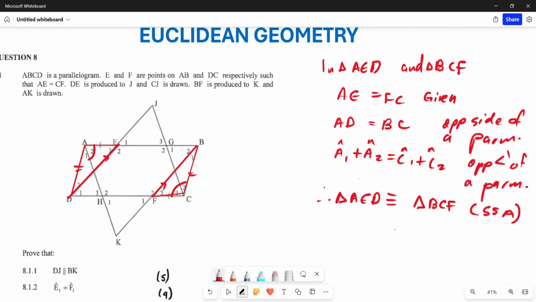So what does this mean? Which means basically here, I can start by concluding that my angle E3, now can you see that this angle here is also going to be equal to my angle F3? My angle E3 is going to be equal to my angle F3.